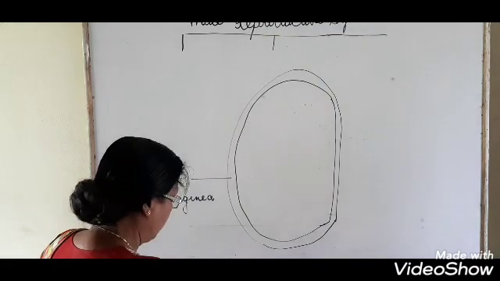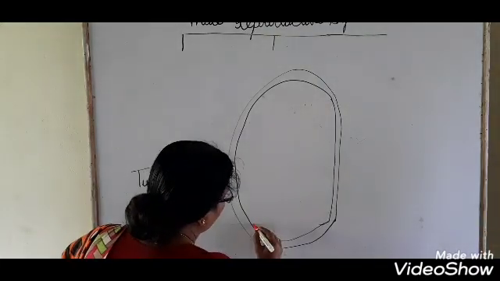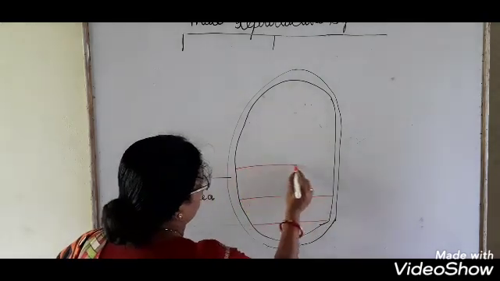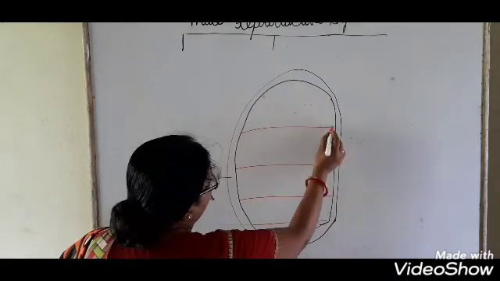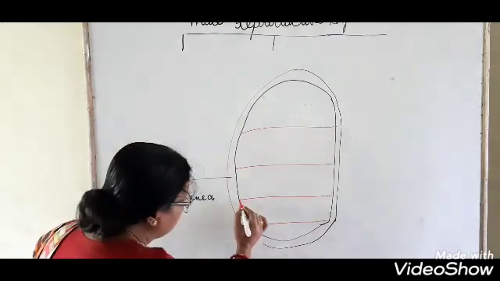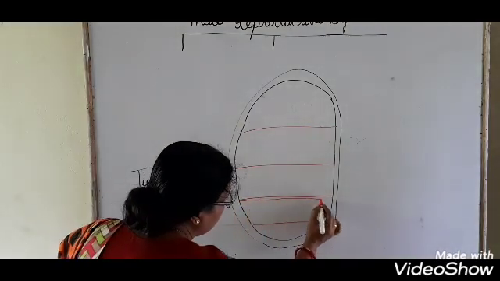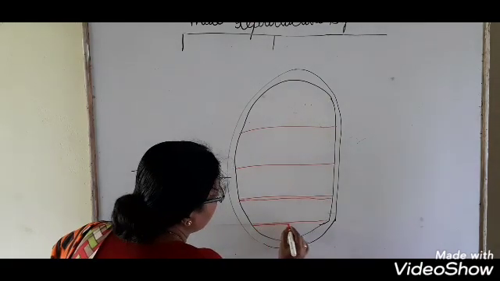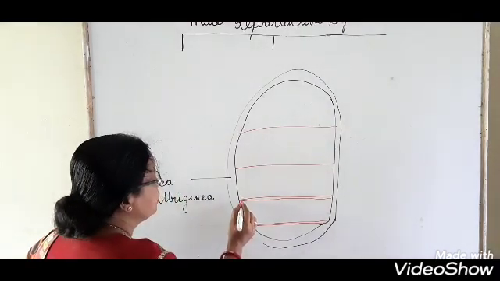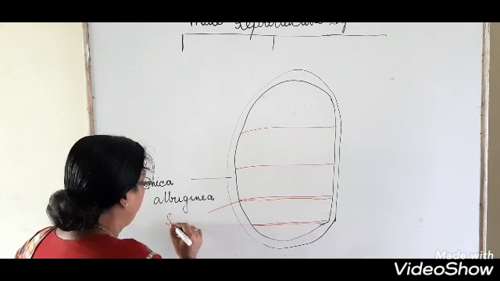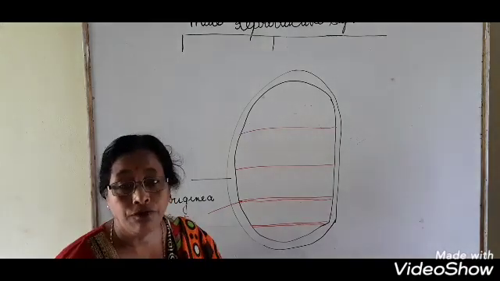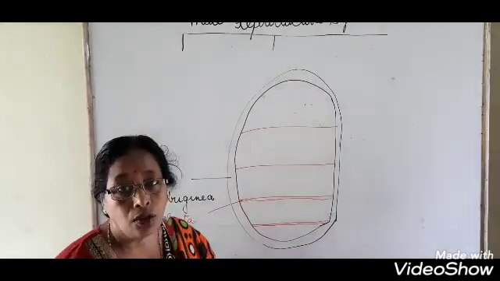Then there are compartments. These compartments are known as testicular lobules, and these lines which help in the formation of compartments are known as septa. There are at least 200 to 250 testicular lobules.